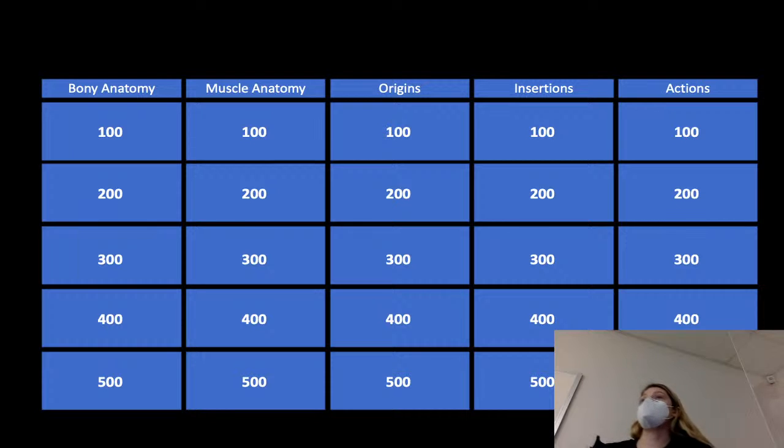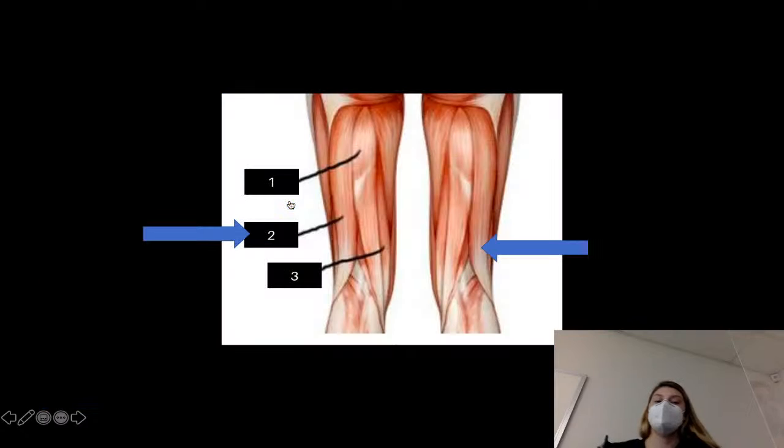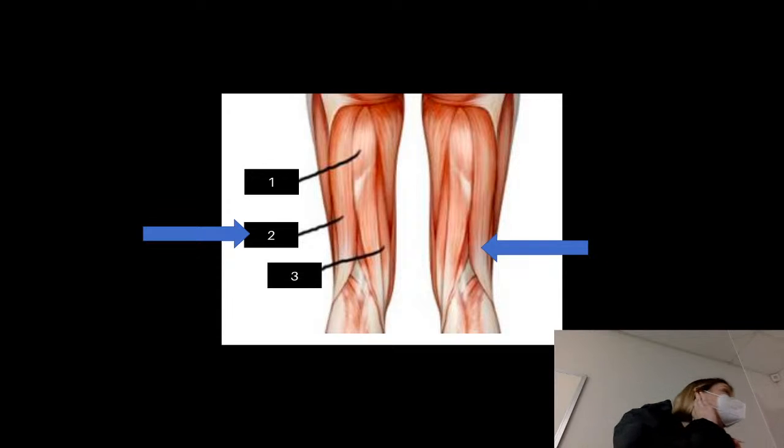Are you guys keeping track of your score? Okay. So you have all of muscle, origins, insertions, and actions. Muscle anatomy for 200. What is the blue arrow pointing to? It's number 2. Biceps femoris. You are correct. That was 200.